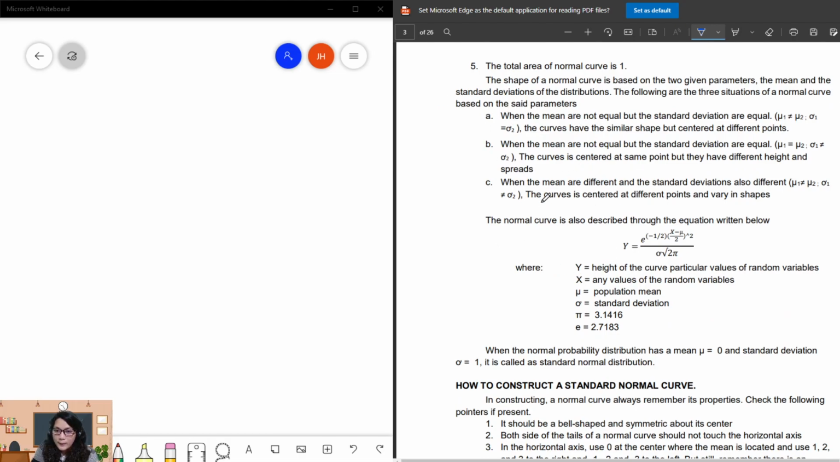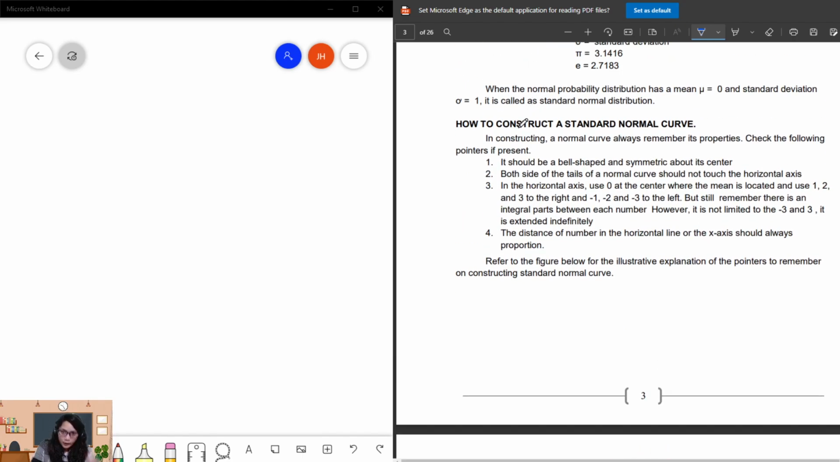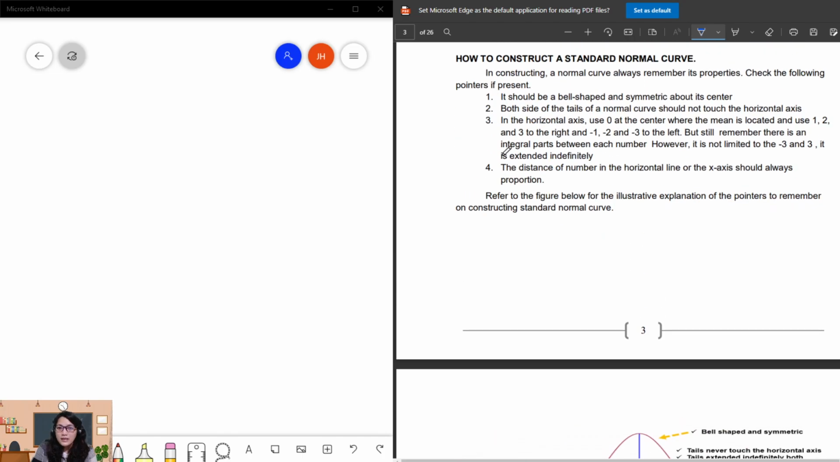Anyway, let's continue to this one. I'm going to further explain that to you later on, but we're just going to continue our discussion on the application, how to use that one. So let's have how to construct a standard normal curve.